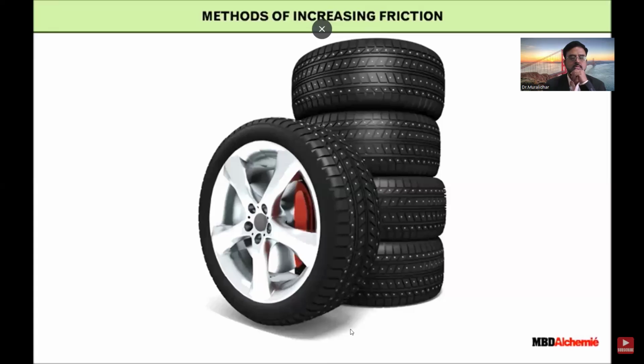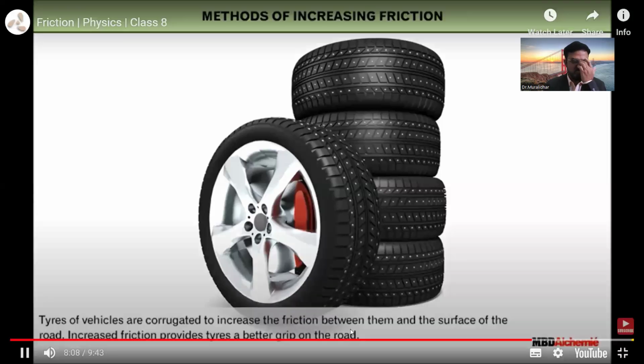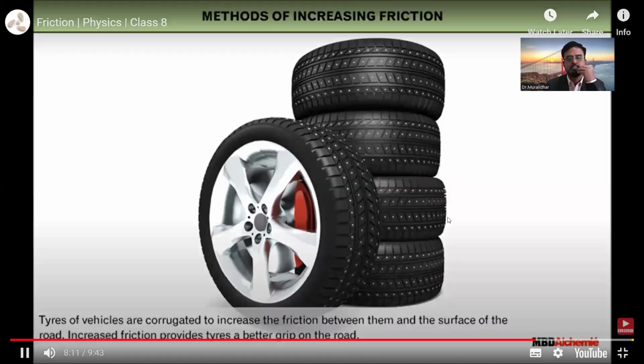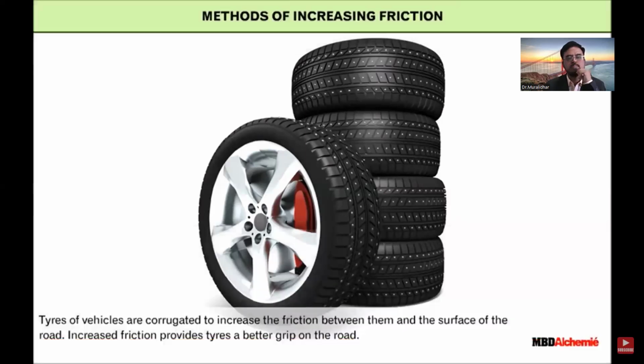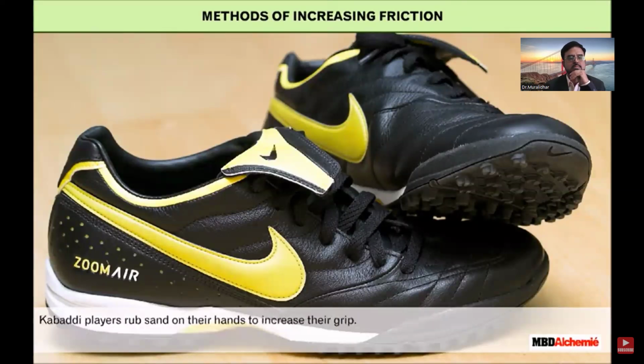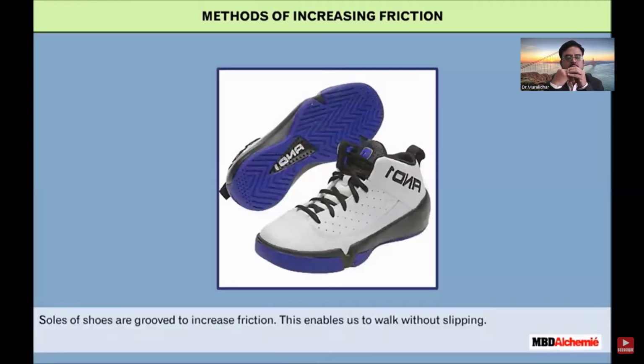Methods of increasing friction. Tires of vehicles are corrugated to increase the friction between them and the surface of the road. Increased friction provides tires a better grip on the road. Soles of shoes used by players have spikes on them. The spikes increase friction and provide a firm grip on the ground while playing. Kabaddi players rub sand on their hands to increase their grip. Soles of shoes are grooved to increase friction. This enables us to walk without slipping.